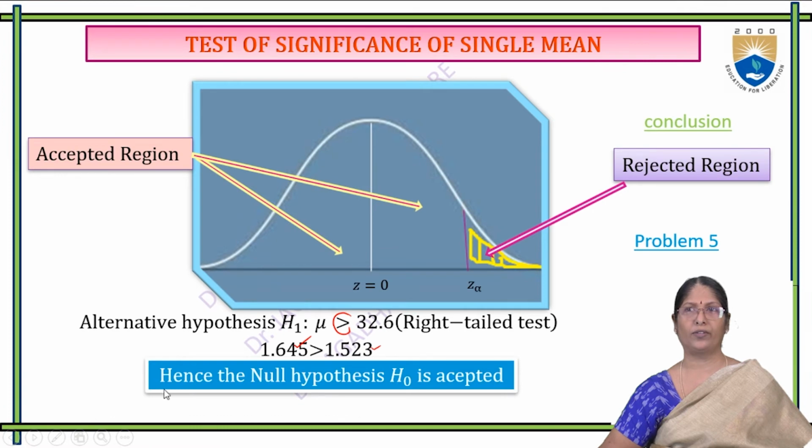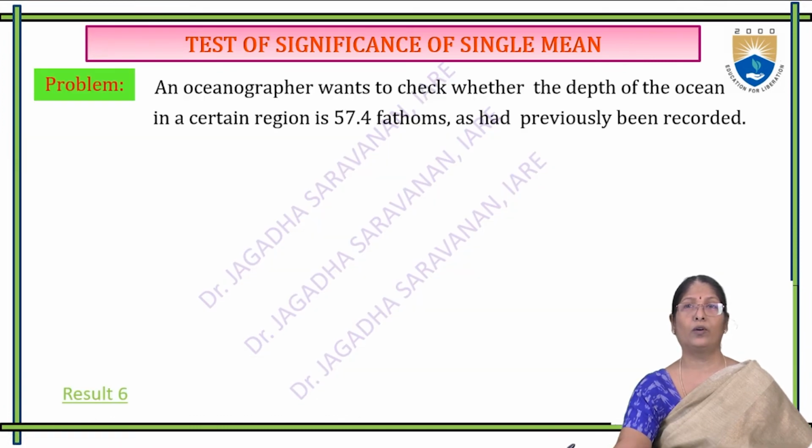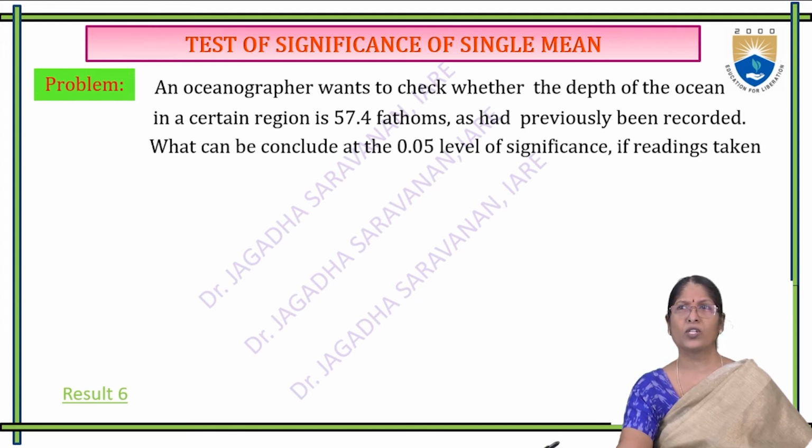The reason for taking the right-tailed test is the greater than symbol. So the next problem: an oceanographer wants to check whether the depth of the ocean in a certain region is 57.4 fathoms, as had previously been recorded. There is a big ocean with so many regions, and 57.4 fathoms is a record. Whether it is correct or not, we cannot check all the records. That is what sampling theory is for. We will take some regions.